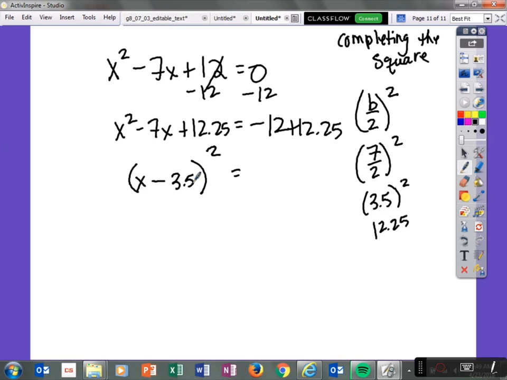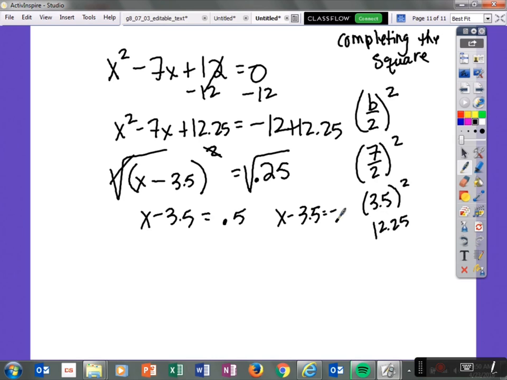Are we done? No, we still have to get rid of the square, right? How do I get rid of a square? Square root. Because we gotta take the square root, and the square root and the square cancel, leaving me with x minus 3.5. Square root of 0.25 is probably going to be close to square root of 25, right? It is 0.5 and negative 0.5.